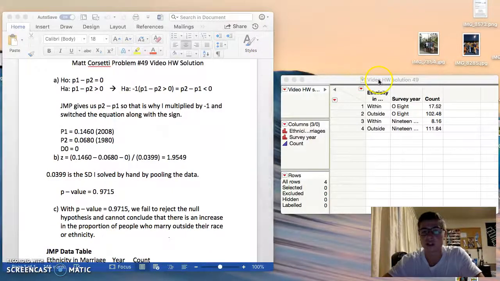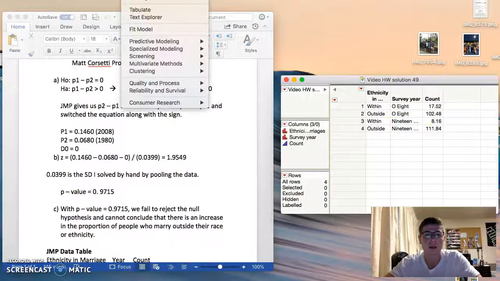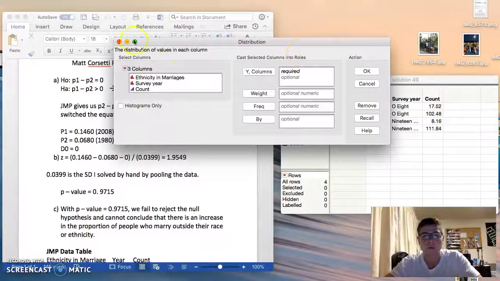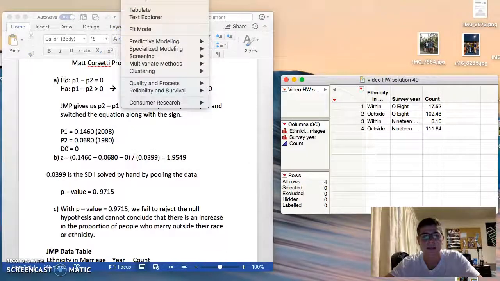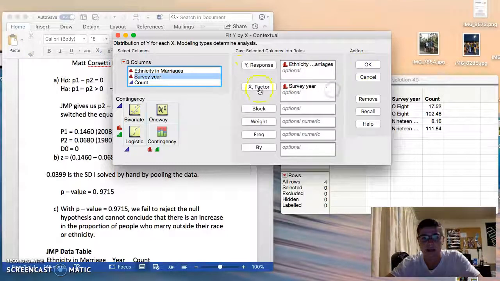I'm going to jump over to our JMP data table. In the first column, we have the ethnicity and marriages. Our two options are within the race or outside the race. And then we have our survey year, 2008, 1980, and then our counts. So I'm going to make a Fit Y by X, with ethnicity and marriages as the Y, survey as the X, and our count as the frequency.